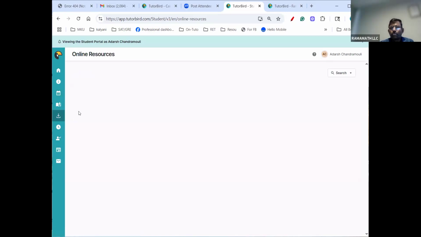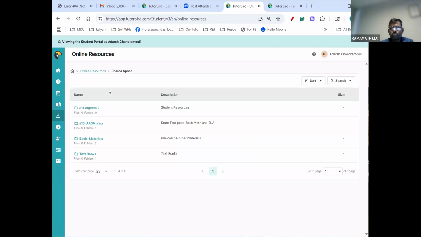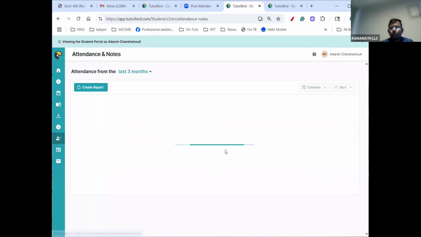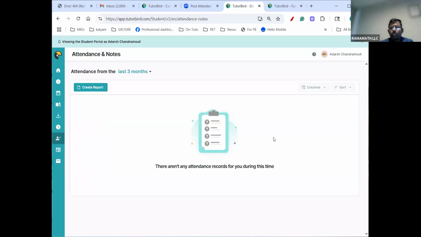Next, online resources. This is where we send all your materials to you. Once you go to shared space, depending on what classes you are taking, say physics, chemistry, or SAT classes, all those materials will be up here. Next, attendance and notes. This is where all the notes will come. You will see a little link, and if you click on it, it will open a PDF document, so you can see what you learned in class today.